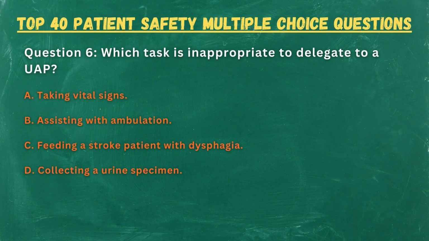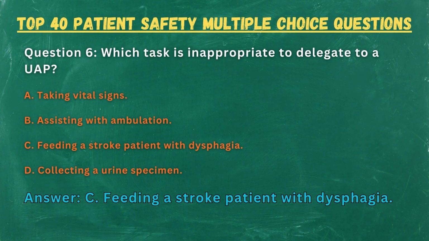Question 6. Which task is inappropriate to delegate to a UAP? A. Taking vital signs. B. Assisting with ambulation. C. Feeding a stroke patient with dysphagia. D. Collecting a urine specimen. Answer: C. Feeding a stroke patient with dysphagia.